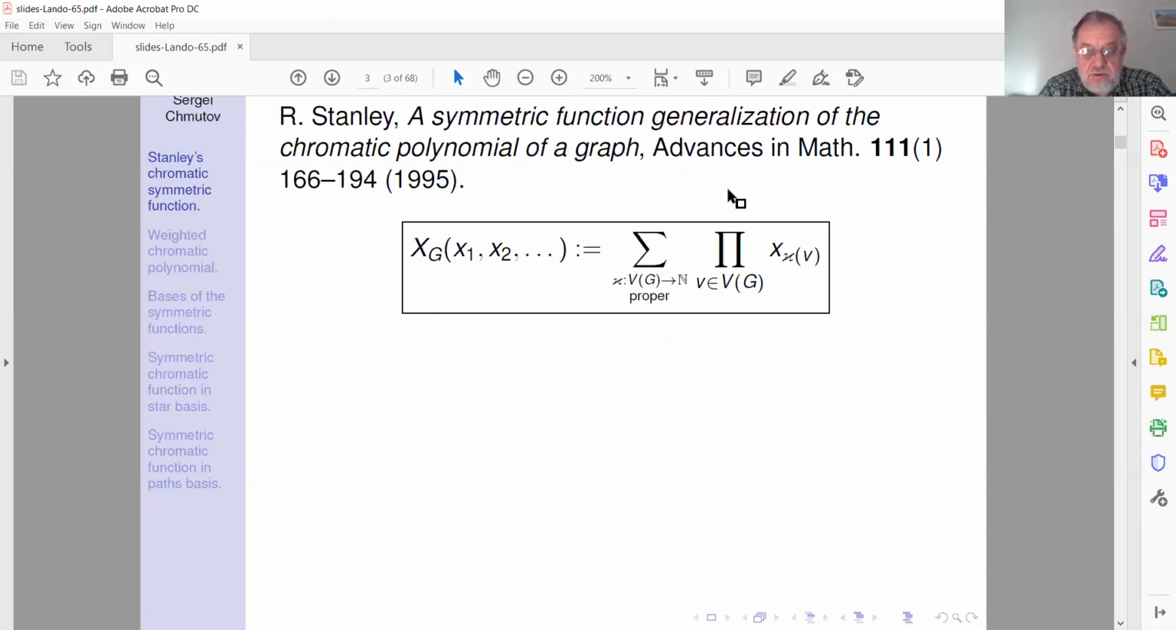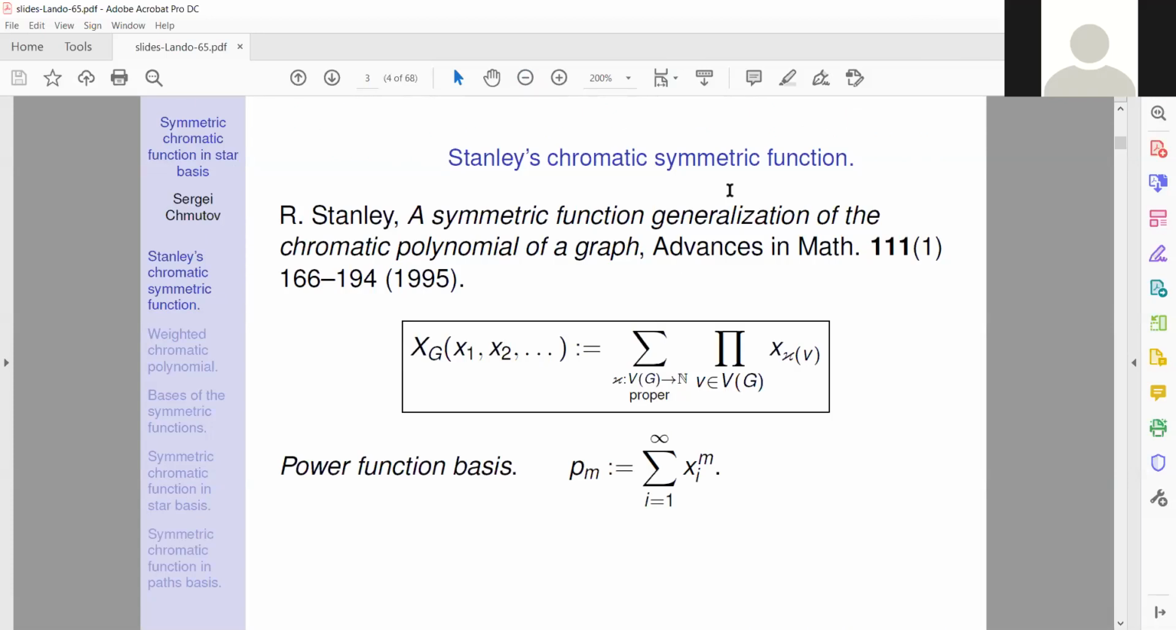Let's do some examples. And it is a symmetric function. If I make a permutation of those x's, then the function stays the same. Of course, it doesn't matter which particular number I use to color the vertex. What is important is that the adjacent vertices are colored by different colors. And as a symmetric function, I can express it in various bases. The elementary symmetric functions are the most famous. But I will also work with the power function basis.